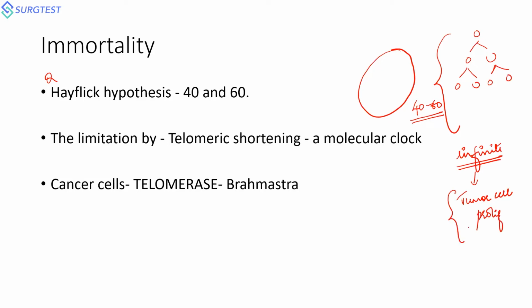So how does this happen? In a normal cell, every single cell will have a centromere and sister chromatids. These chromatids will progressively shorten. The ends will have telomere shortening. This particular telomeric shortening will be responsible for senescence.